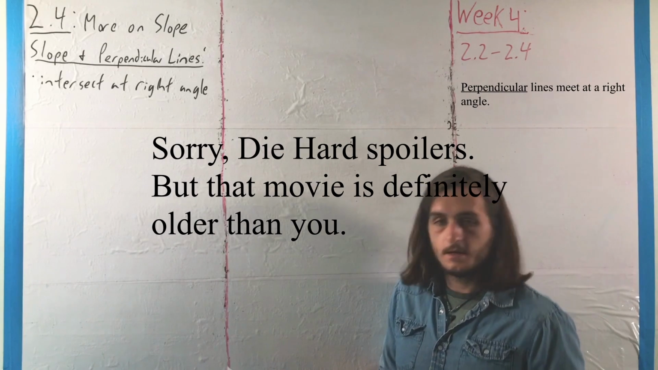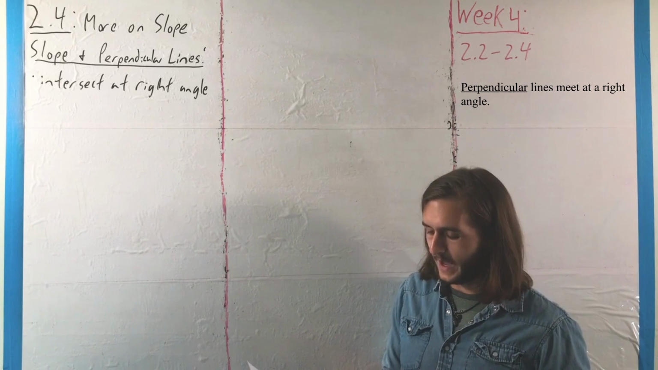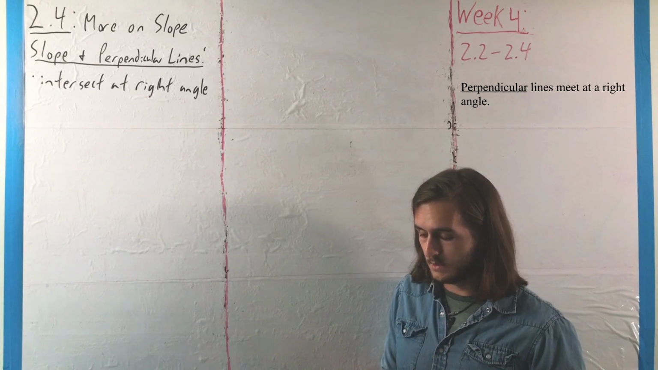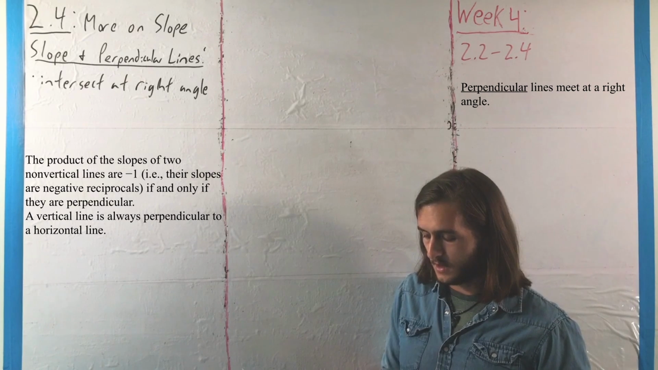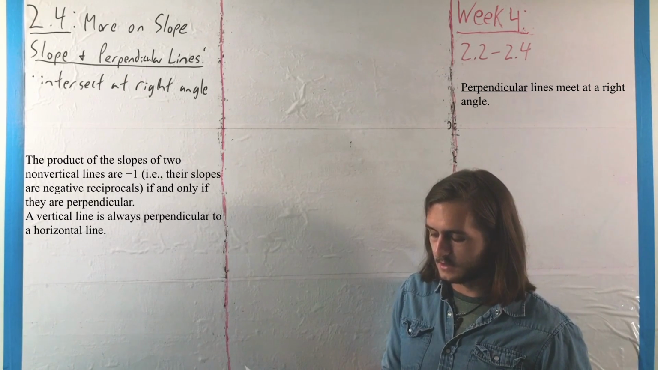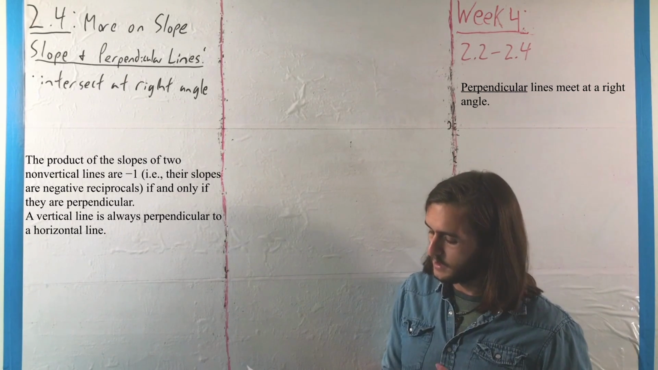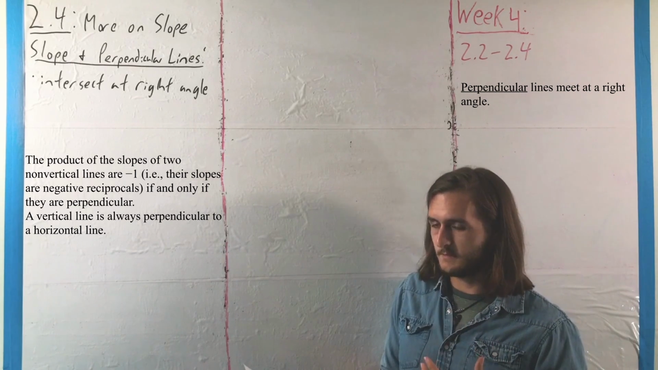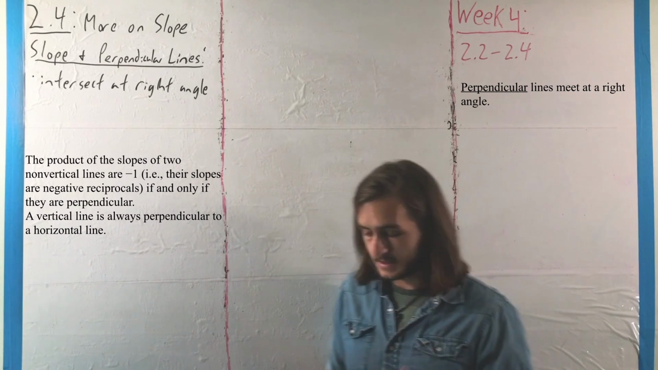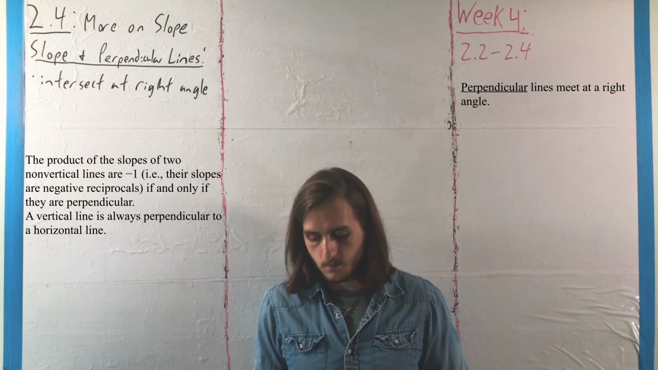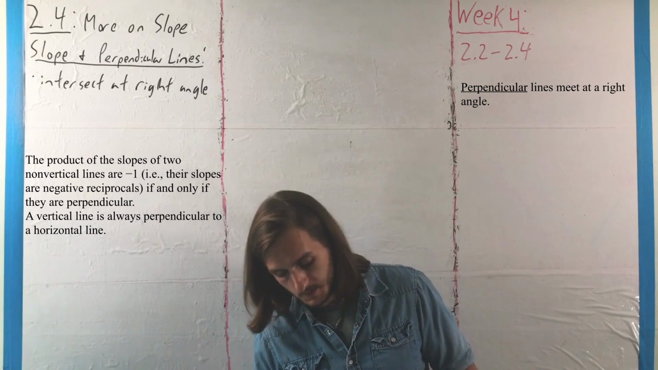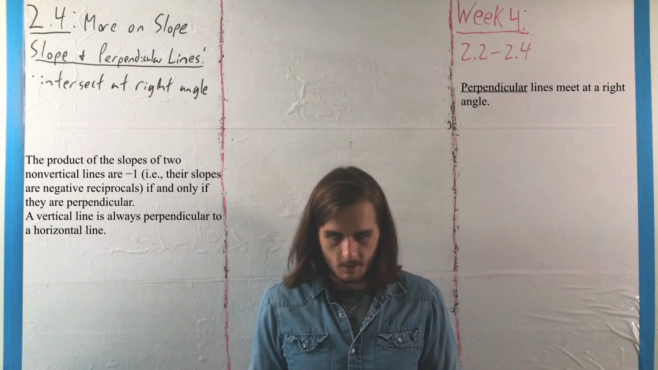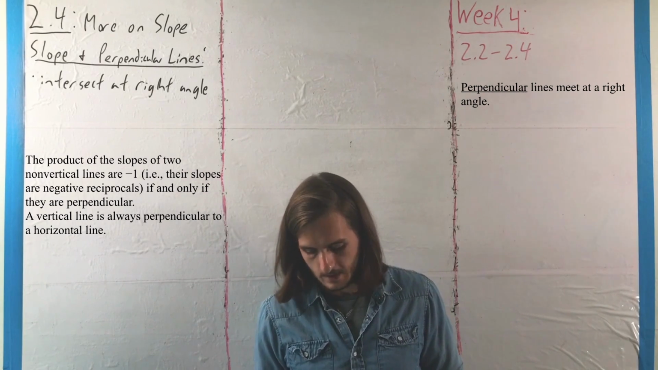In any case, for these, we have similar ideas to what we talked about with parallel lines, where we say that the product of the slopes of 2 non-vertical lines is -1, that is, their slopes are negative reciprocals, if and only if they are perpendicular. That is to say, the product of the slopes being -1 is the same as the lines being perpendicular. And on the other hand, a vertical line is always perpendicular to a horizontal line.